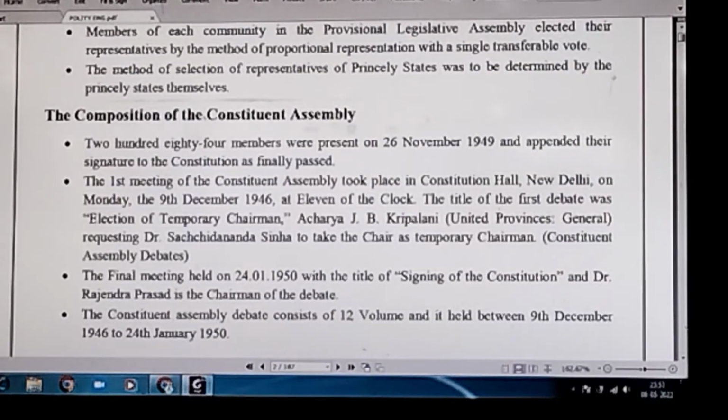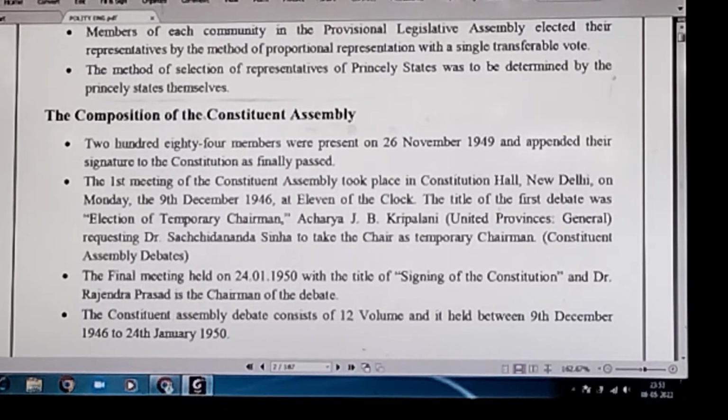284 members were present on 26th November 1949 and appended their signature to the Constitution as finally passed. This is the most important point. At the time the Constitution was finally passed, 284 members were present on 26th November 1949.